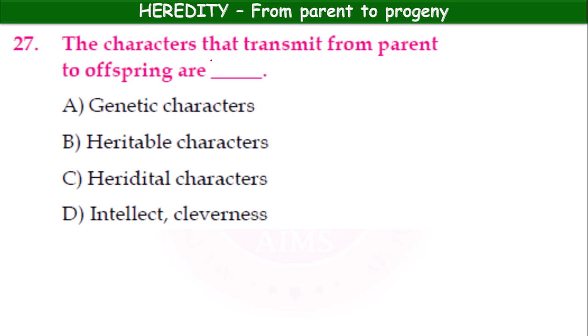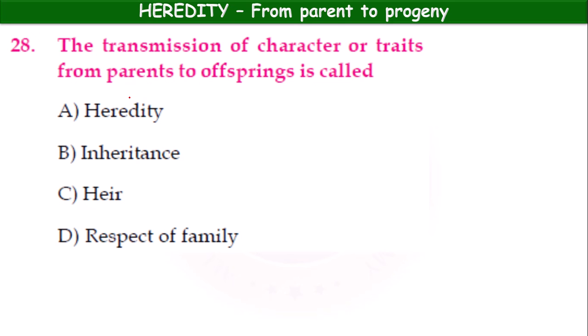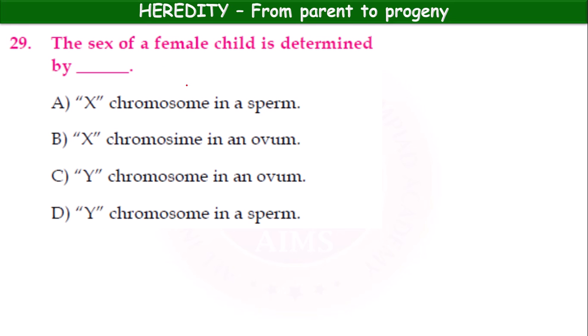Option B. The characters that transmit from parent to offspring are genetic characters, heritable characters, hereditary characters, intellect, cleverness. Which one? Heritable characters. Option B. The transmission of characters or traits from parents to offspring is called heredity, inheritance, hair, respect of family. Which one? It is heredity. It is a study of transmission of characters from parent to offsprings. So, this is option A.